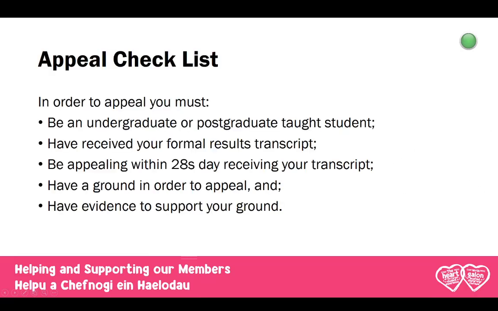To summarise, in order to appeal, you must be an undergraduate or postgraduate taught student, have received your formal results transcript, be appealing within the 28 days of receiving your transcript, have a ground in order to appeal, and have evidence to support your ground.